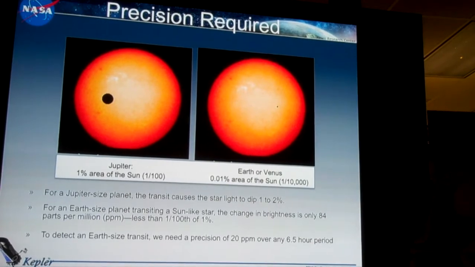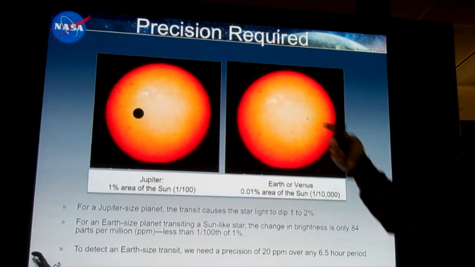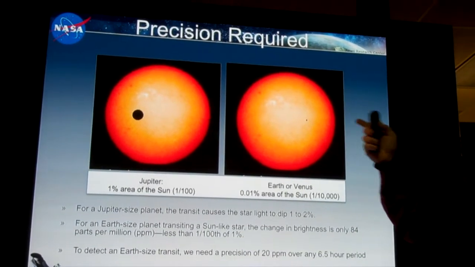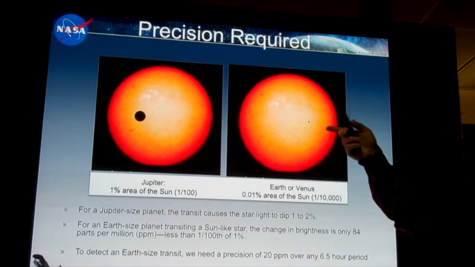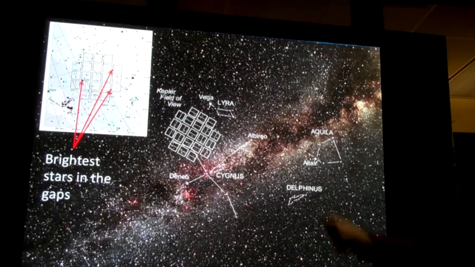It has to be done from space. It had never been done before Kepler launched. So the immense precision that Kepler gives us is what makes it possible to detect these little tiny planets. This is where we're looking.